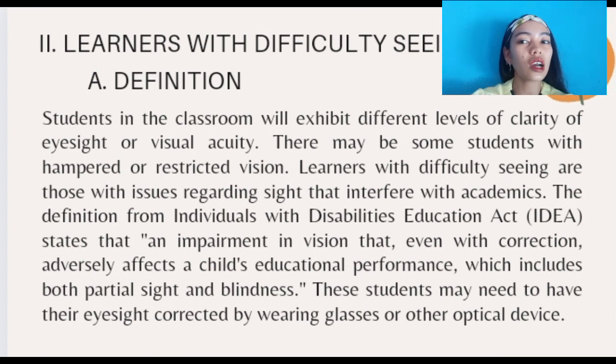Learners with difficulty seeing are those with issues regarding sight that interfere with academics. The definition from the Individuals with Disabilities Education Act, or IDEA, states that an impairment in vision that, even with correction, adversely affects a child's educational performance, which includes both partial sight and blindness. These students may need to have their eyesight corrected by wearing glasses or other optical devices.